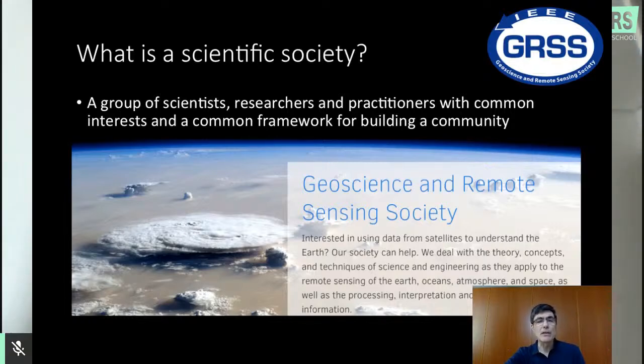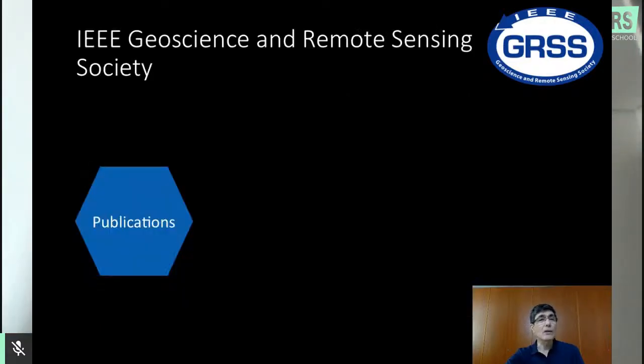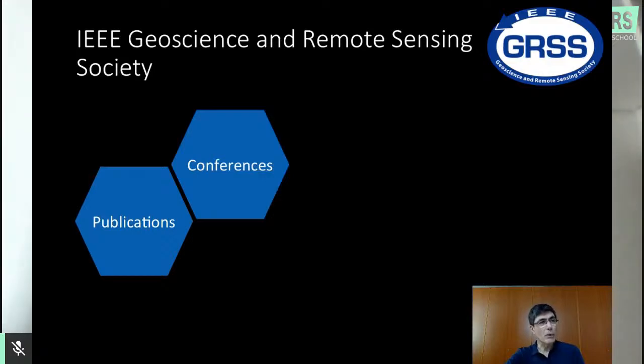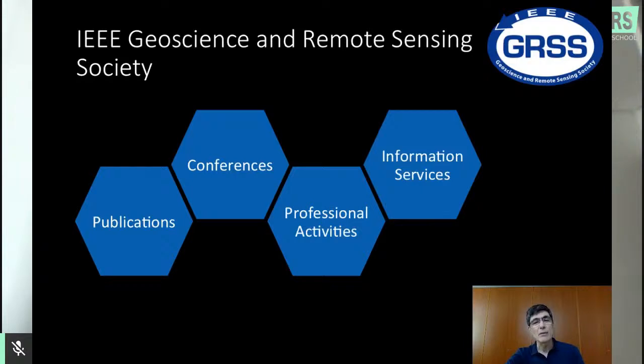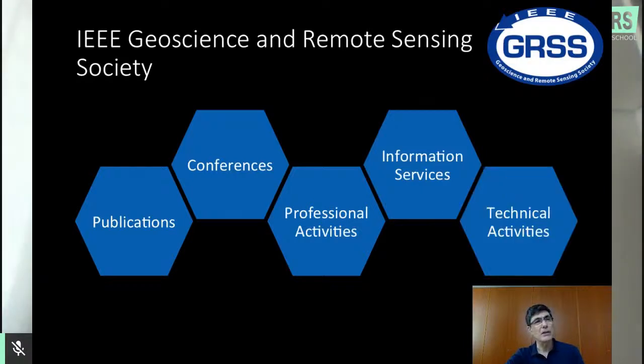In our specific case, we are people who are dealing with theory, concept, and techniques of science and engineering as they apply to remote sensing of the Earth, ocean, atmosphere, and space, as well as the processing, interpretation, and dissemination of this information. So, what are the activities of the IEEE Geoscience and Remote Sensing Society? Well, we have a number of applications. We support conferences. We have professional activities. We have a number of information service and technical activities and education activities as well.